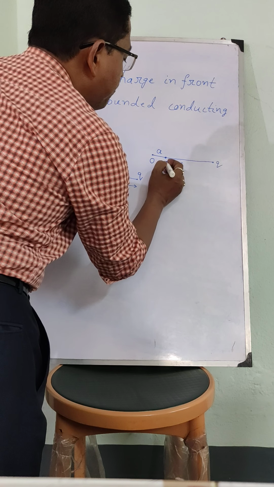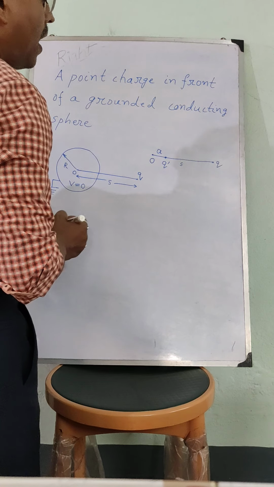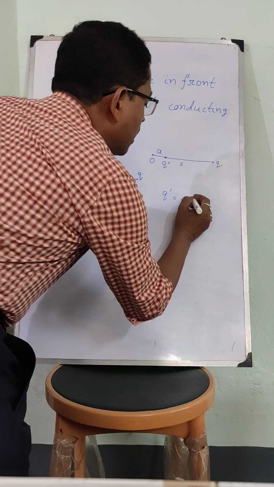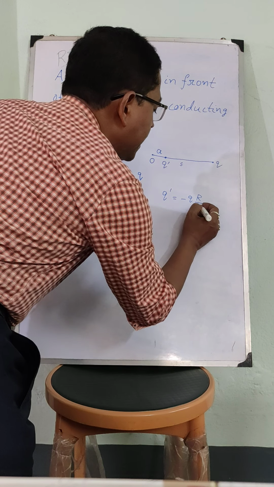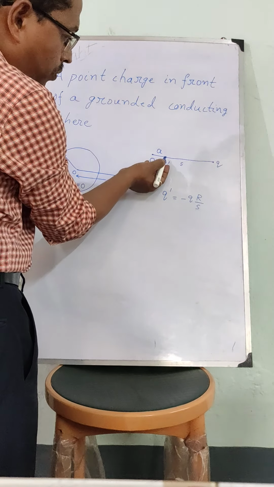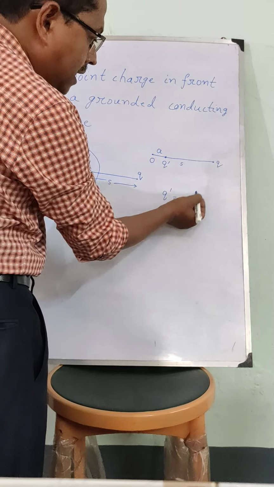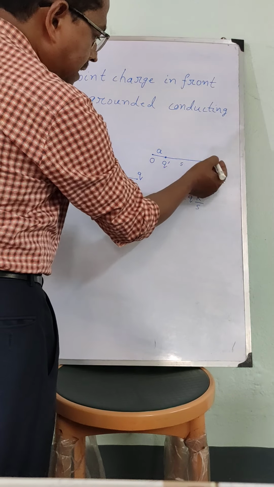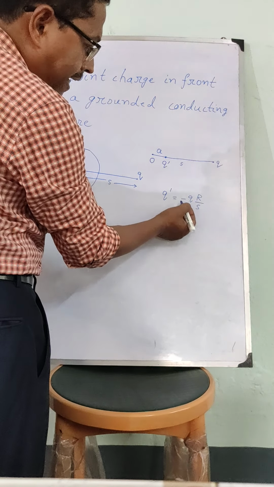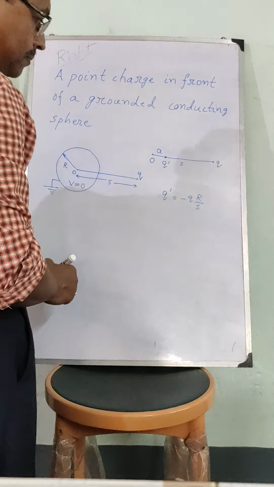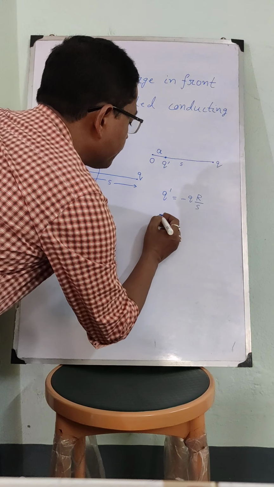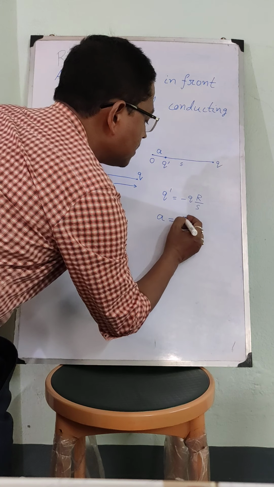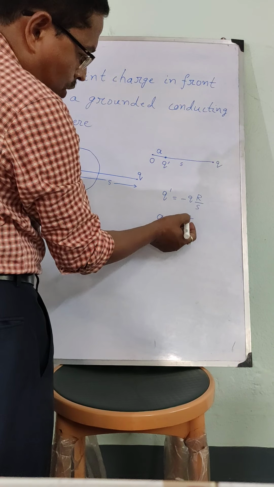Here we assume that we have a point charge Q dash, and Q dash is such a charge that Q dash is equal to minus Q into R divided by S. That is, this image charge Q dash is minus Q, this Q is this Q, and into the radius of this conducting sphere R divided by the distance S. So the image charge we take to be a negative charge whose magnitude is qR by S. And also this distance a we take as R square by S.